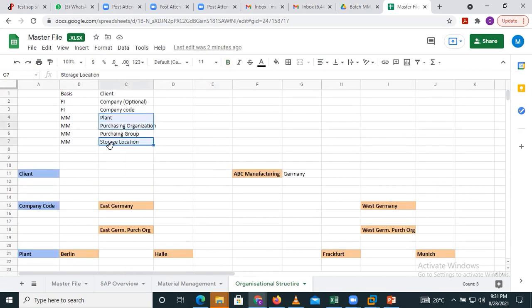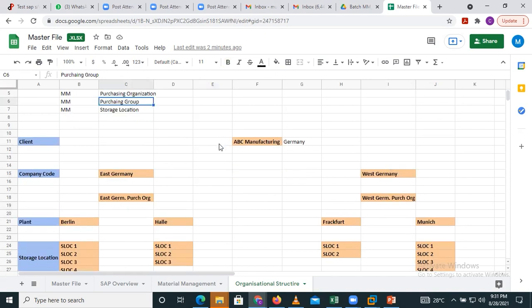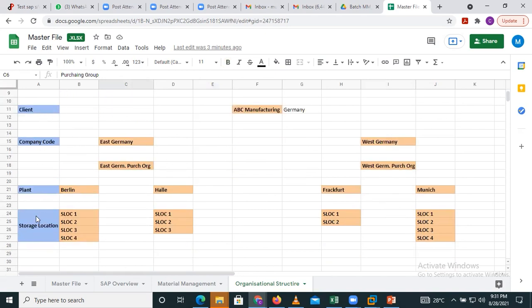Then we have something called plant, purchasing organization and storage location. So these will be done by MM. Now we are discussing the purchasing group. Where is the purchasing group here? Can you see any purchasing group here? East Germany purchasing group comes under plant, I guess. Sorry. Yeah, it comes under plant, right?